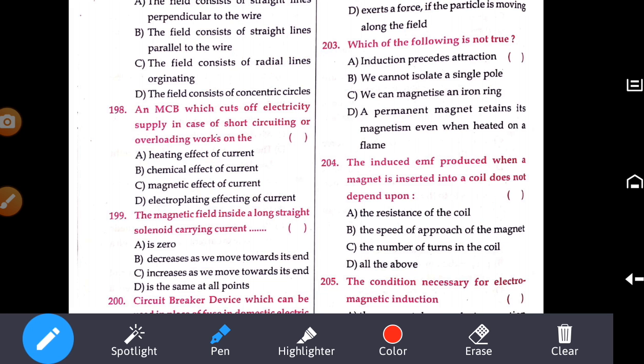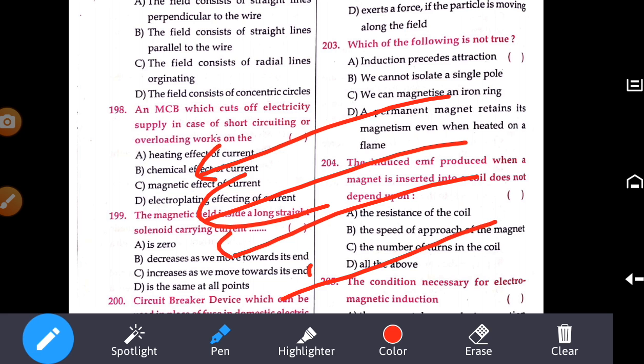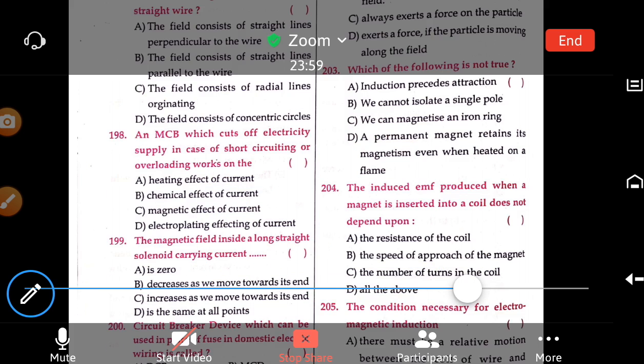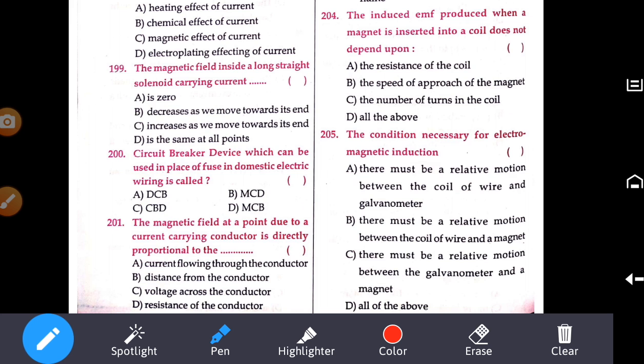The magnetic field inside the long straight solenoid carrying current. Inside, as I already told you, all the lines will be moving parallelly. So it will be a uniform field. So our answer: same at all points, option number D. 200th question. A circuit breaker device which can be used in place of a fuse in domestic electric circuits. Just now I said, it is the MCB, miniature circuit breaker.